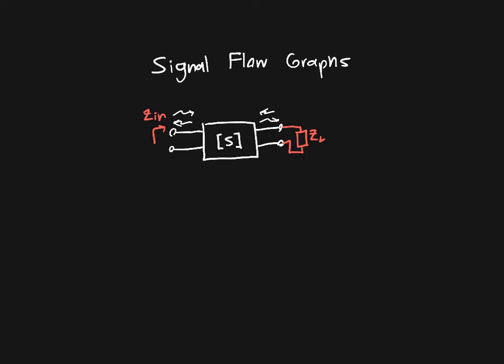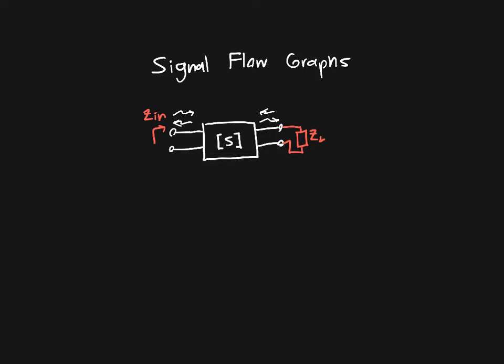Well, you might want to convert your S parameters into transmission parameters, and then you can do some matrix multiplication, and then when all is said and done, you have the input impedance. But this is really difficult.